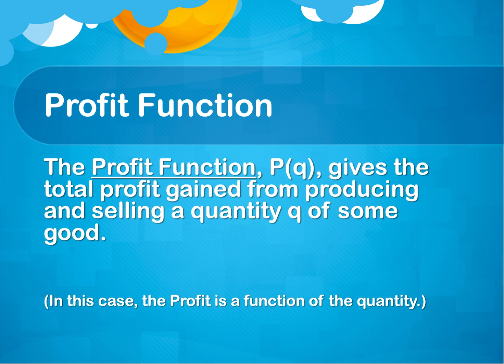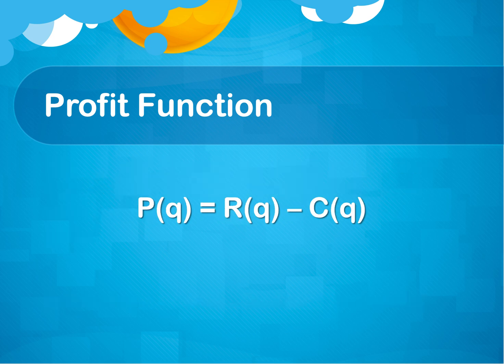The profit function, we're going to represent this as P of Q, gives the total profit gained from producing and selling a particular quantity Q of some good. So again, we've represented profit as a function of the quantity. And so if you think about this, the profit is simply the revenue minus the cost. So remember, profit is equal to the revenue, how much money we receive, minus the cost, how much money we spent in producing that number of items.